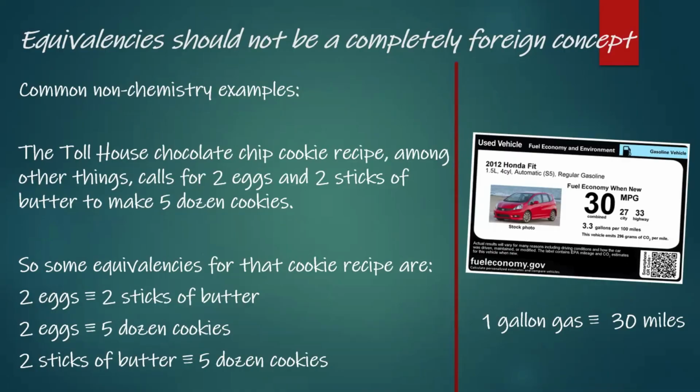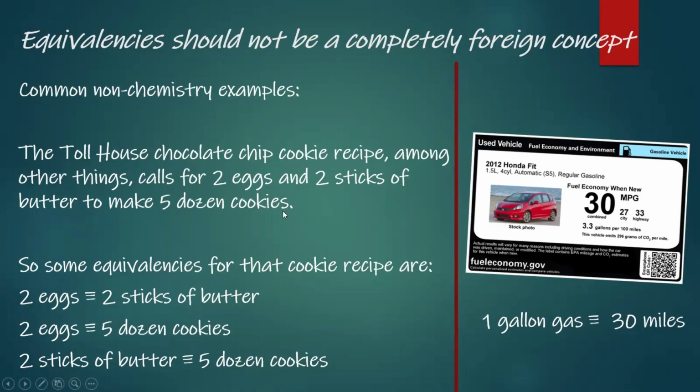So this idea of equivalencies, even though we haven't called it an equivalency, maybe they're things that we use all the time, every day, probably. So for example, if you were following a recipe such as the Toll House chocolate chip cookie recipe. Among lots of other ingredients that it calls for, it does call for 2 eggs and 2 sticks of butter, and the yield is supposed to make 5 dozen cookies.